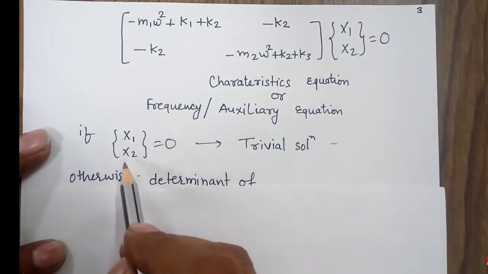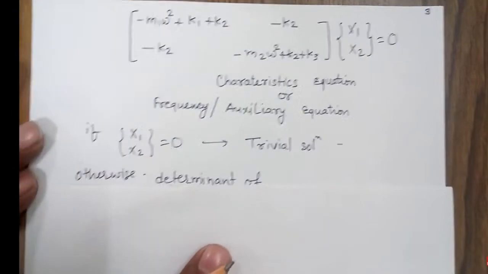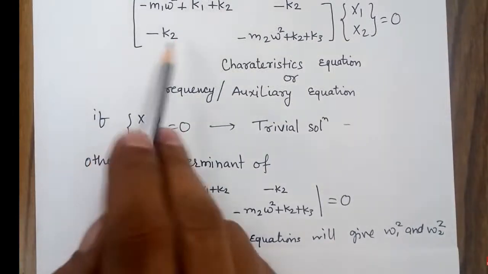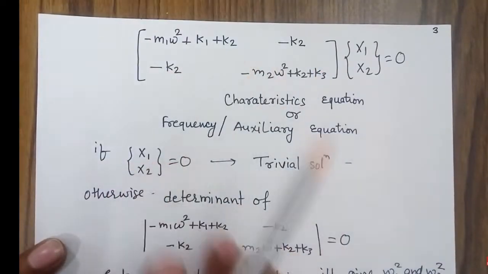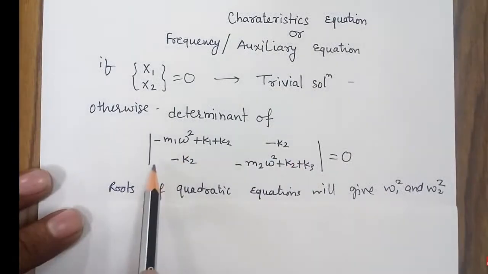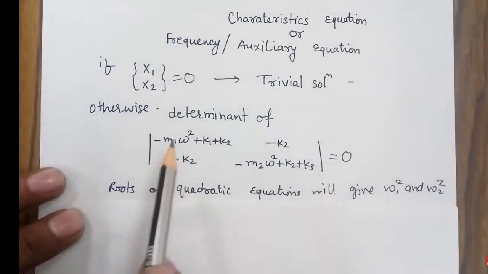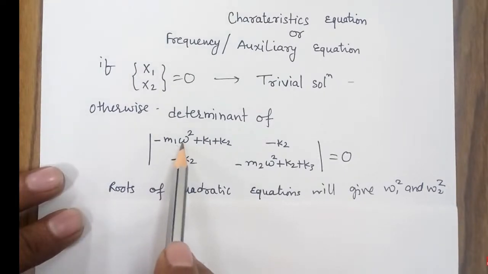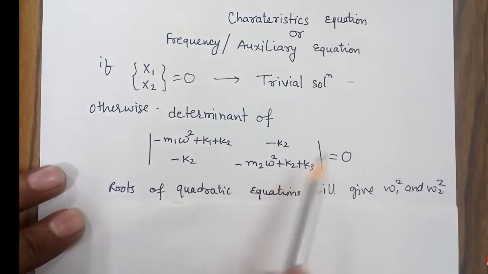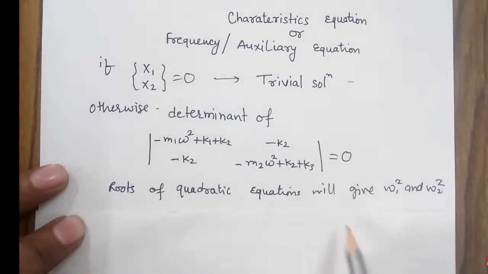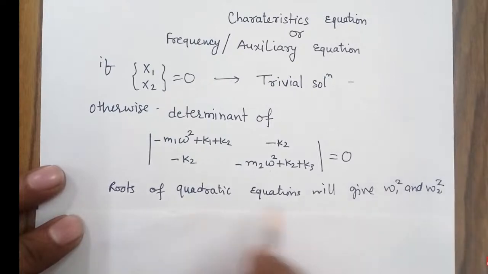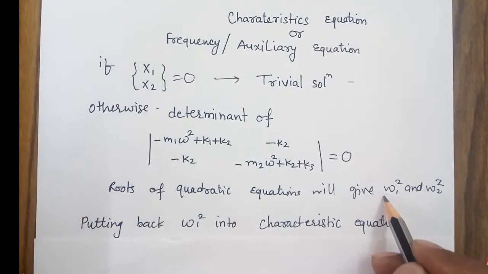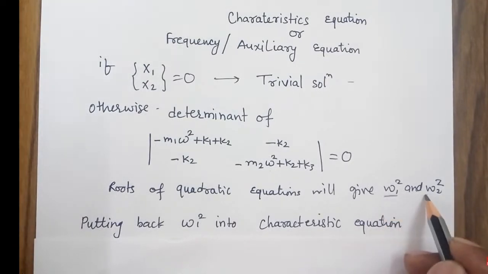If I take x1 and x2 equal to 0, that will not serve my purpose. Otherwise, I have to consider that the determinant of this matrix should be 0. When I solve this determinant, I get an equation in terms of omega to the power 4 and other terms. So I get a quadratic equation in terms of omega square, and when I solve it, I will get two roots, represented by omega 1 square and omega 2 square.